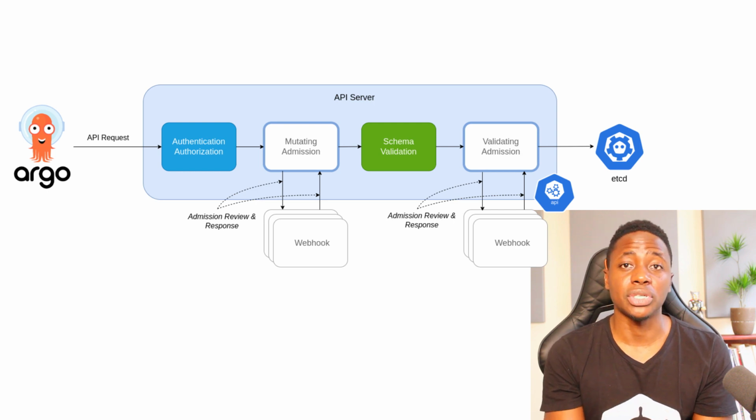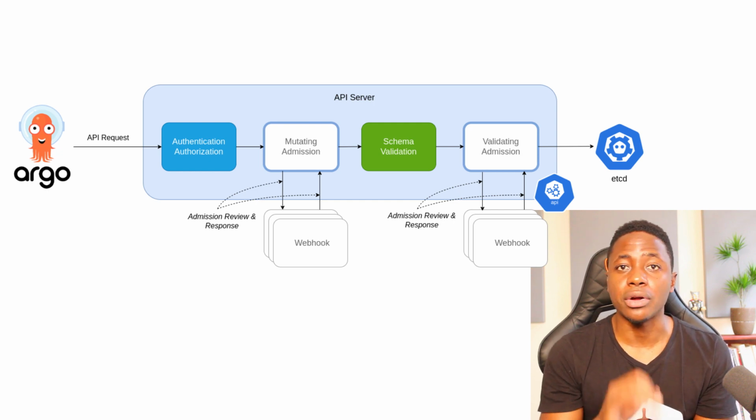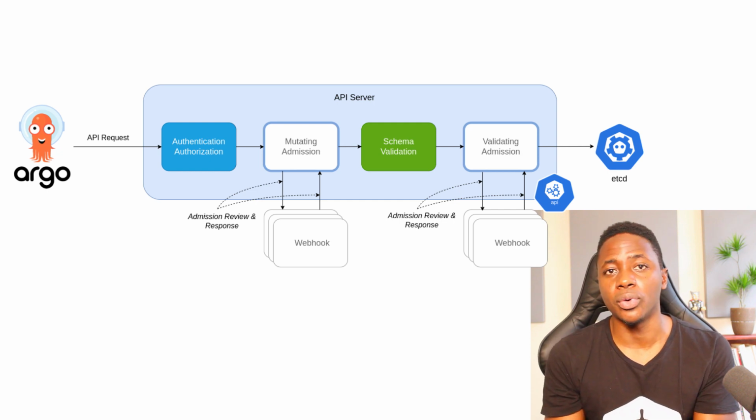And there are two types of admission controllers. You have standard admission controllers and dynamic admission controllers. The standard admission controllers are compiled into the API server and are shipped with the Kubernetes release versions. Pod security policies used to fall into this category.